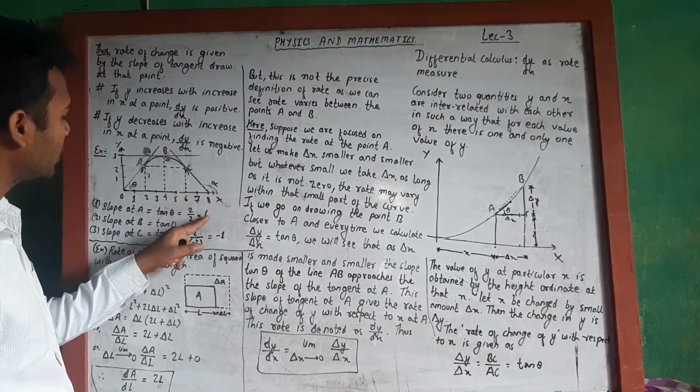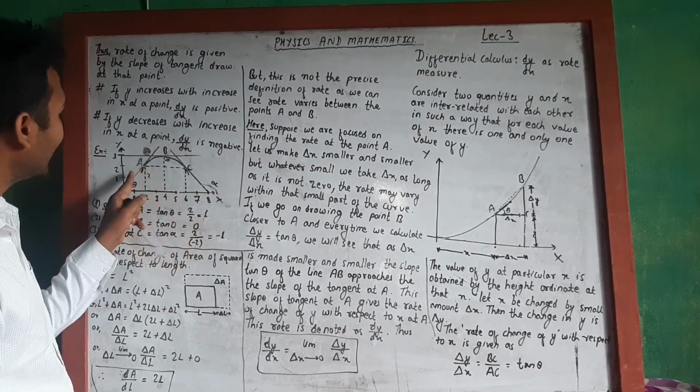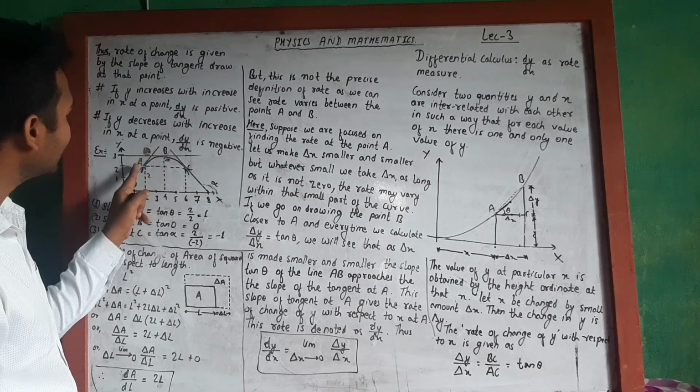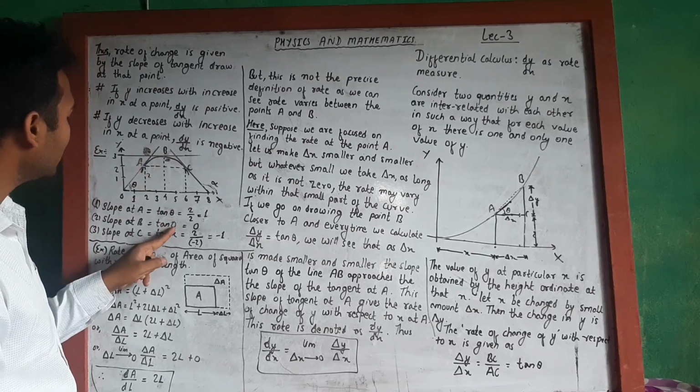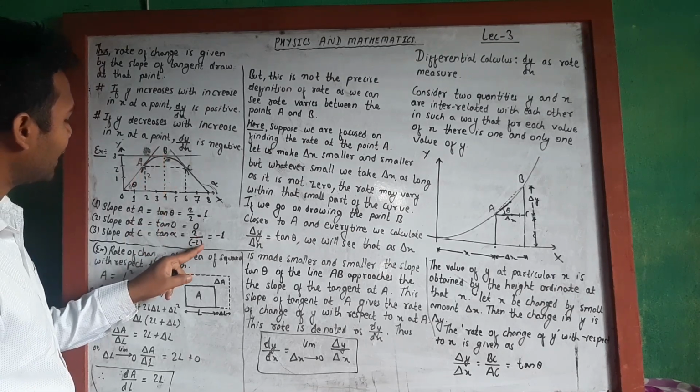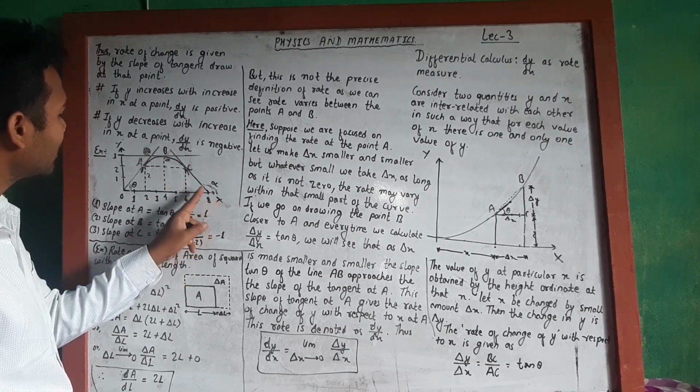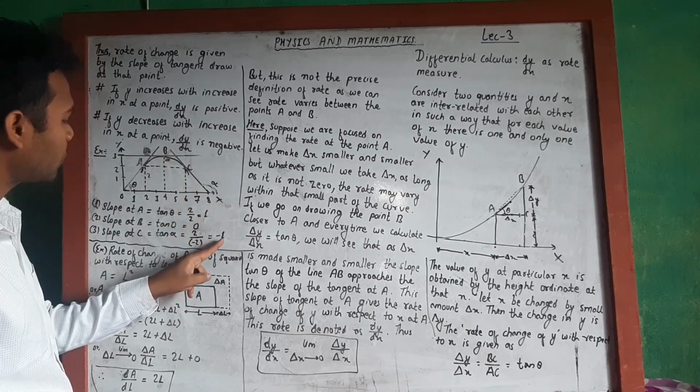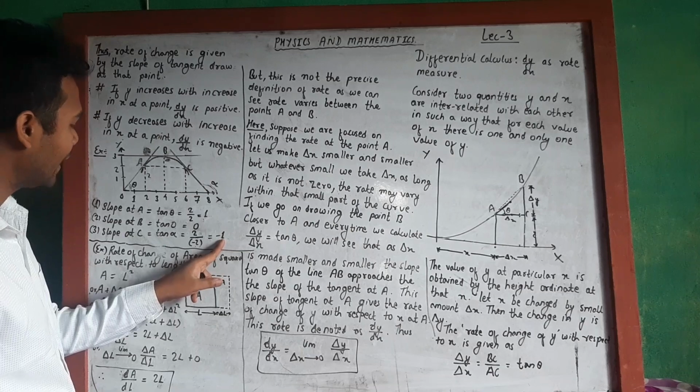At A the slope is positive. That's why as x increases, y is increasing at point A. At B, the slope is 0. At C, as x increases, y decreases. That's why the rate is negative here.